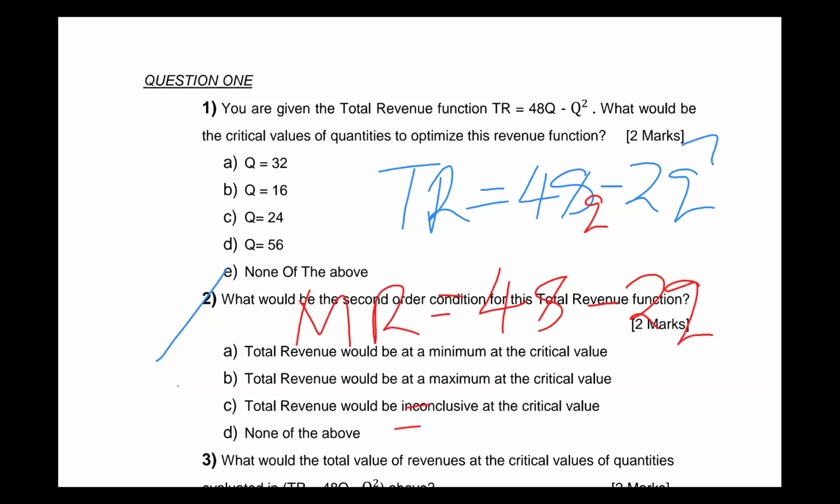The second derivative would be 0 minus 2, which will be -2, right? Yes. And then the second derivative is negative, it is less than 0. What does that mean? Is it a maximum? Is it a minimum? It's a maximum.